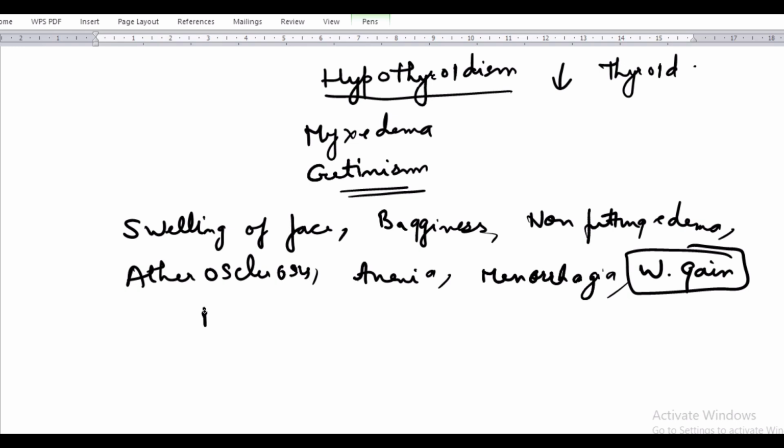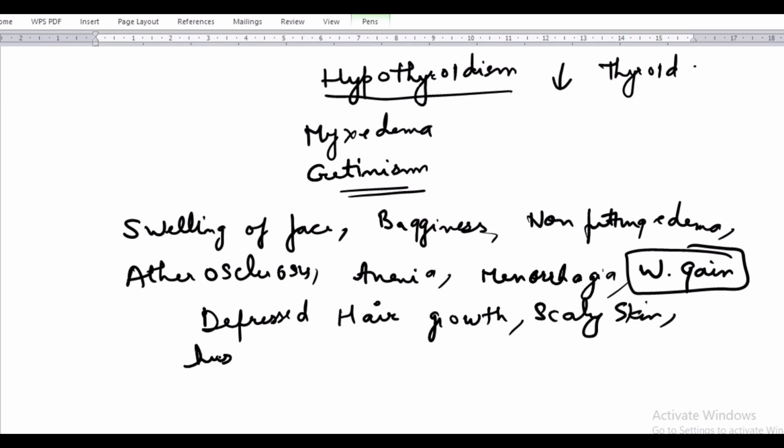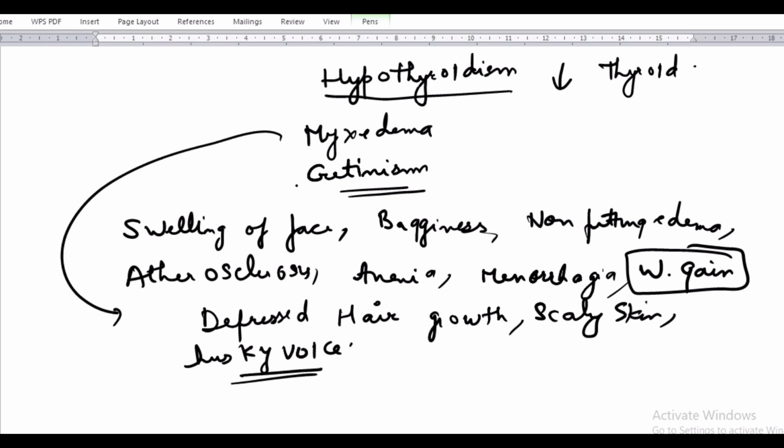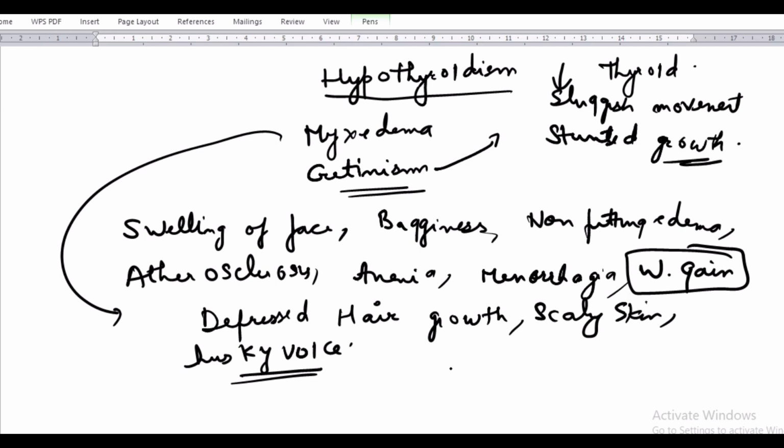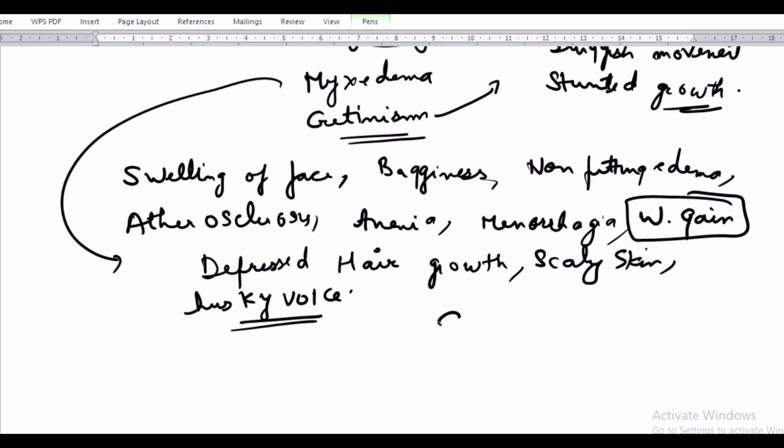There is sluggish movement, croaking cry, stunted growth, and large tongue. What is the difference between cretinism and dwarfism? Cretinism, remember, involves mental retardation and disproportionate body growth, while pituitary dwarfism has normal intelligence and proportionate growth.